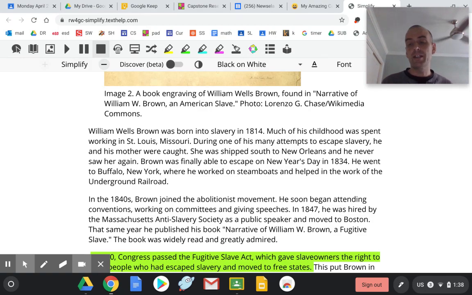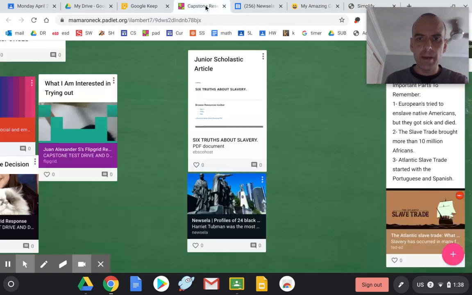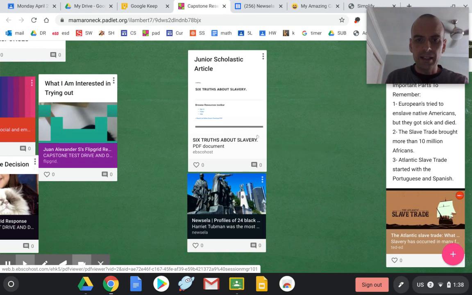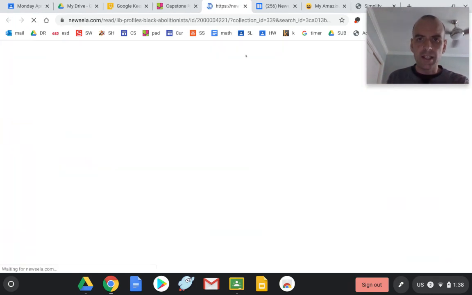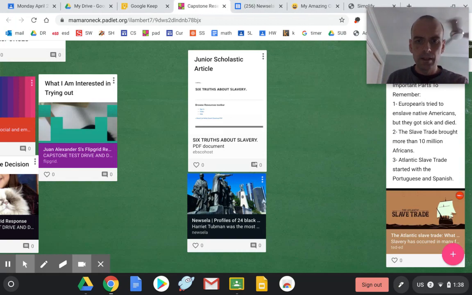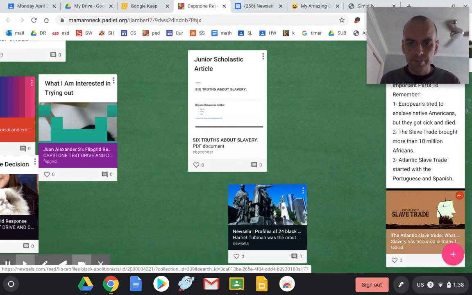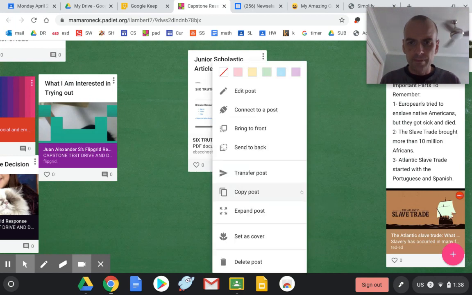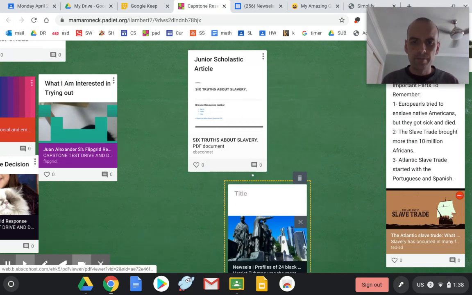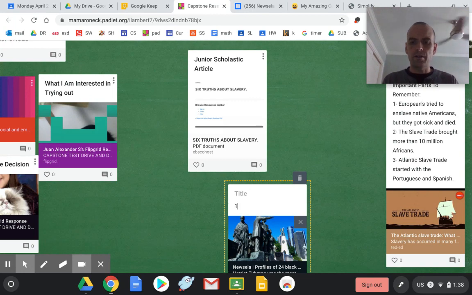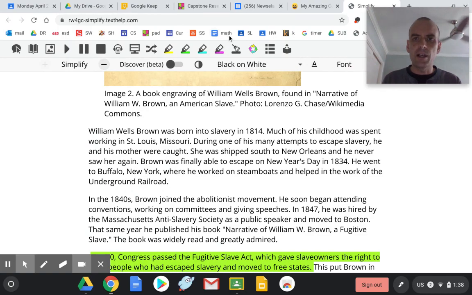So maybe I don't use it for the whole article, but for difficult parts, I use it. Okay. So then I go back to my Padlet and I'm ready to add notes. I think I'm going to need this article for a couple of days. Let's see here. I hit the three dots. Okay. Edit, post. And then here I can do my notes. So I've only talked about William, I forgot his name already, Wells Brown.